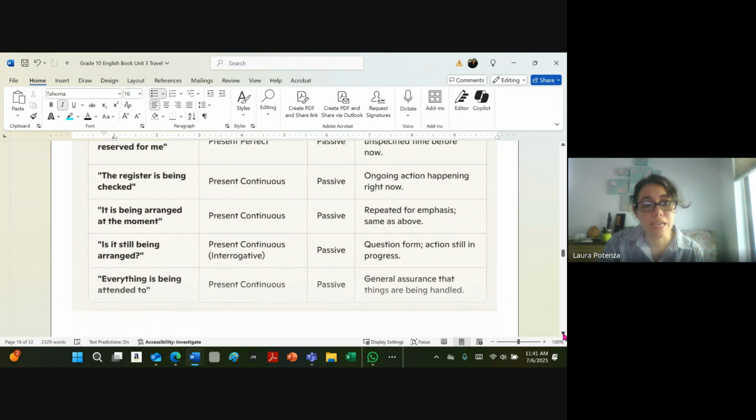It is being arranged at the moment. Present continuous, passive voice, repeated for emphasis, same as above. Is it still being arranged? Present continuous, and it's passive, and it's a question form. Action still is in progress. Everything is being attended to. Present continuous. It's passive. It's a general assurance that things are being handled.